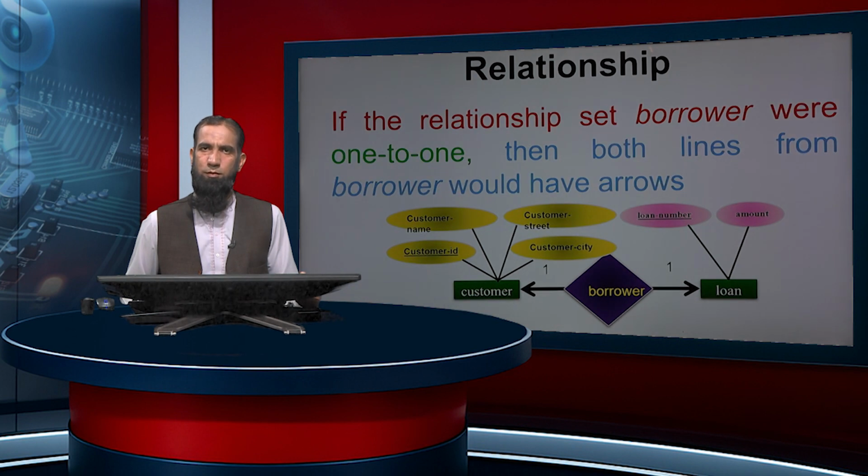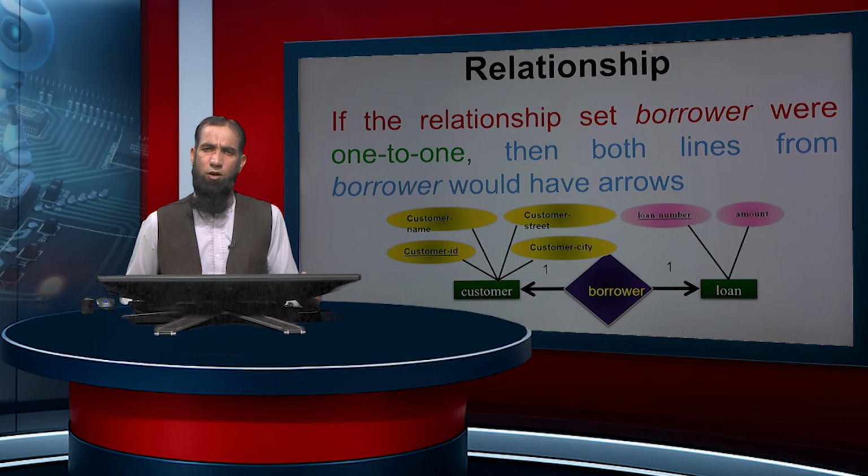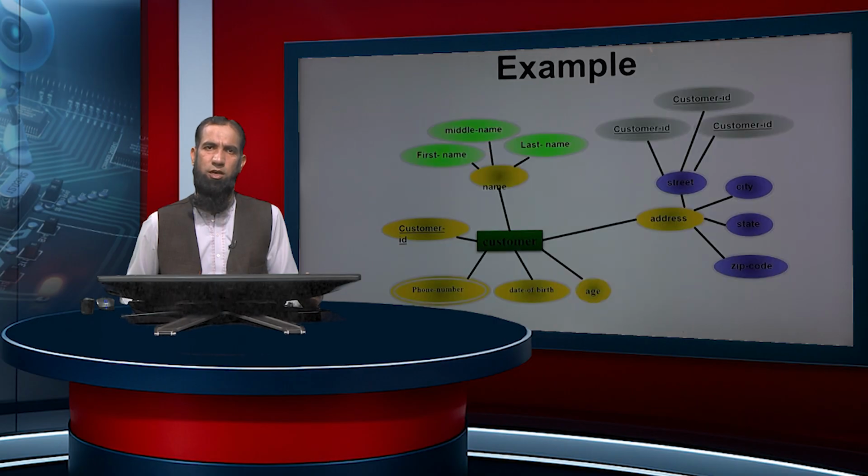If the relationship set borrower were one to one, then both sides of the relationships are restricted. This means each customer can be linked to at most one loan. He or she can apply for a single loan, and each loan can be linked to at most one customer. In the ER diagram, this is shown by drawing arrows on both lines, connecting the relationship set borrower to the customer entity set and to the loan entity set.